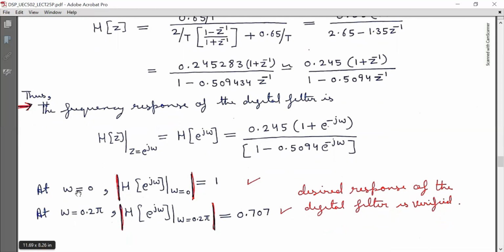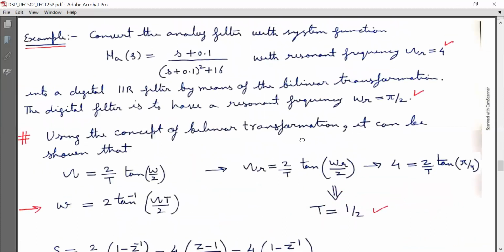Now at omega equal to 0, if I substitute omega equal to 0, the magnitude of H(e^j omega) is 1. So it is found to be okay. At small omega equal to 0.2 pi, the magnitude of H(e^j omega) will give 0.707. So the desired response of the digital filter is verified. So this is how we attempt the question. Now one more example.